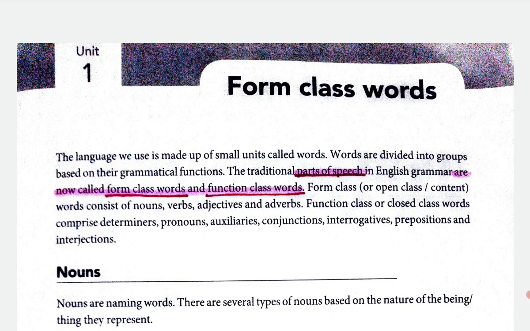But function class words are closed class words, which comprise determiners, pronouns, auxiliaries, conjunctions, interrogatives, prepositions and interjections. All these are helping words, which have a certain function to help words or sentences attain a particular meaning. I hope you got the idea of the difference between form class words and function class words.